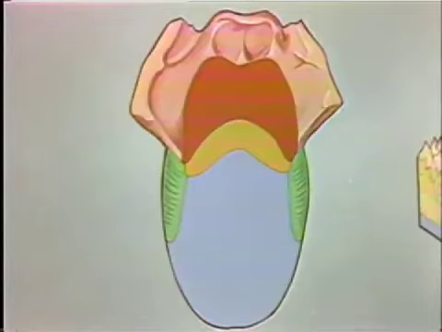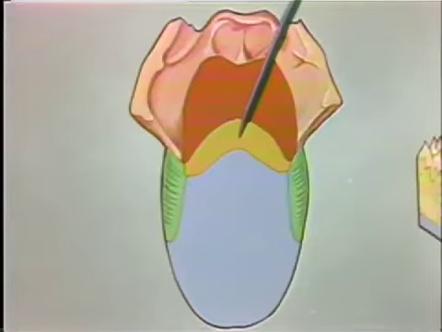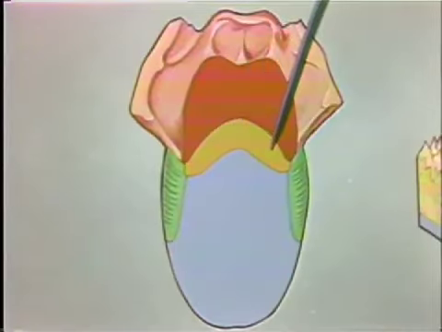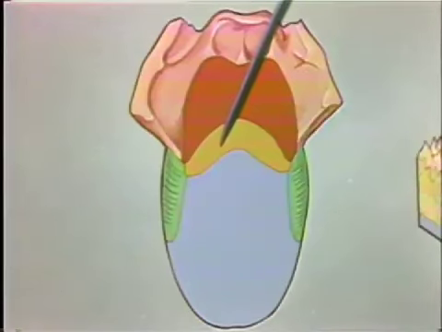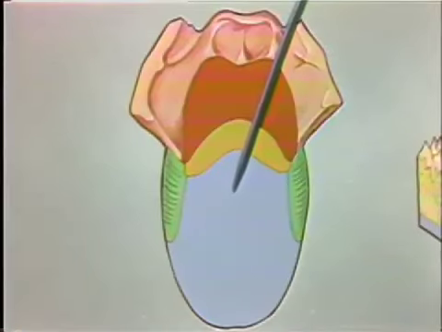As we turn now to the artist's rendition of the tongue, we can identify the areas of the papillae by the colors here. The yellow colored area, which is in an inverted V shape, is the zone of the circumvallate papillae, and just anterior to that, in the blue zone, is the area containing filiform and fungiform papillae.